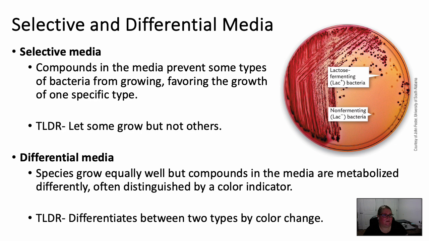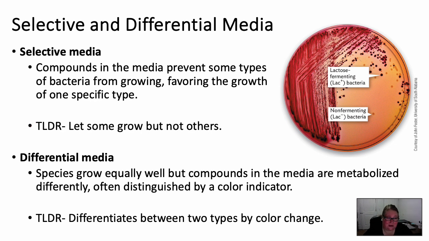Just a reminder, selective media is going to have compounds in the media that prevent some bacteria from growing while allowing other types to grow. They're going to favor the growth of one specific type. An easy way to remember it: selective media lets some things grow, but not others. This is why it's selective. It selects a certain type of bacteria to grow.